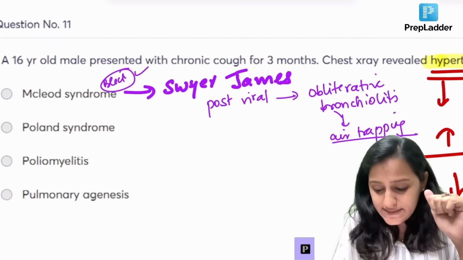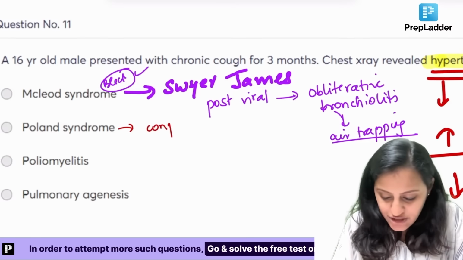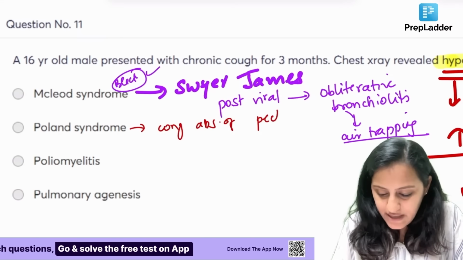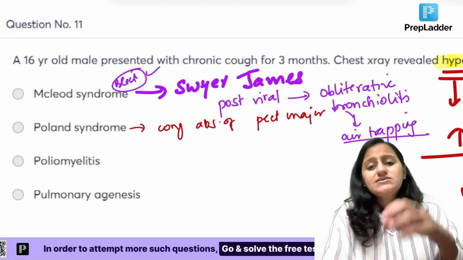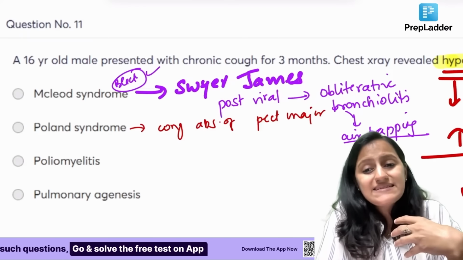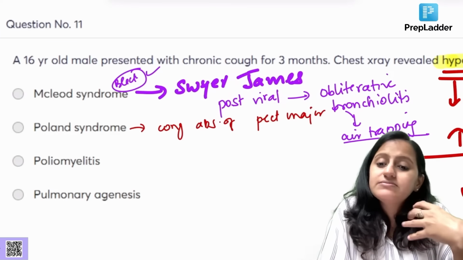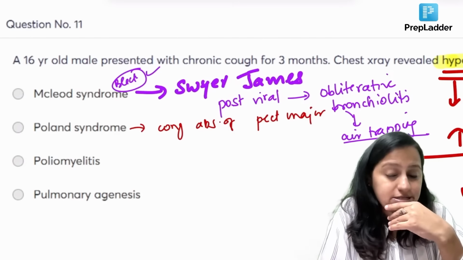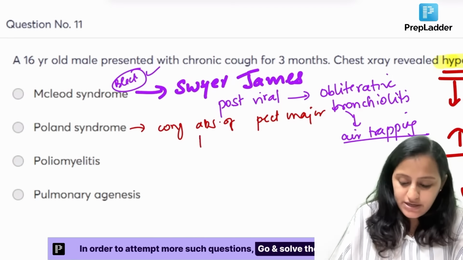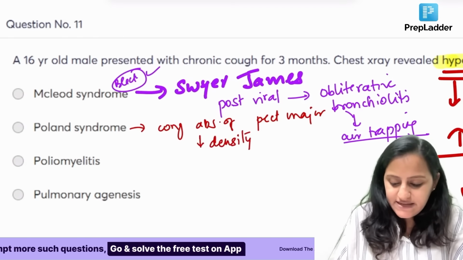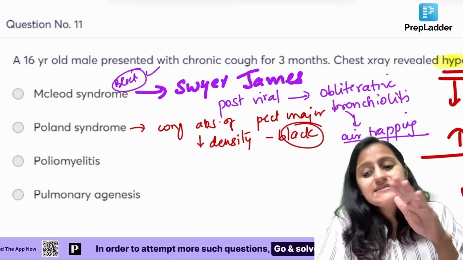Okay. Poland syndrome. What is Poland syndrome, guys? It is congenital absence of the pectoralis major muscle. So think logically. If I take a chest x-ray of a patient with Poland syndrome, on the side where the pectoralis major is absent, will the hemithorax appear more black or more white? Because the pectoralis major is absent, how is the chest wall density on that side? There is decreased density. So how will it appear? Again, it will appear black. Remember, wherever the density is less, it appears black.